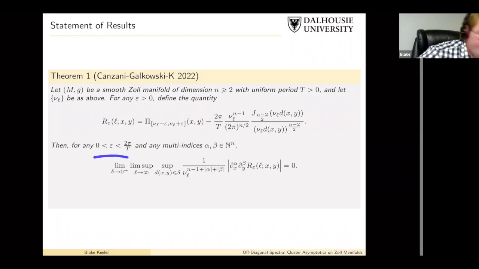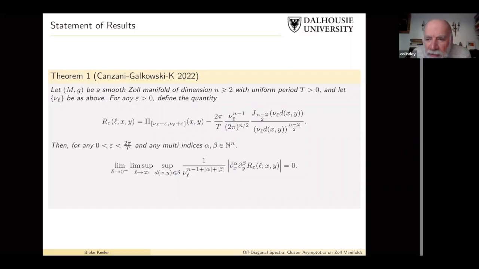As long as we take epsilon small enough, and it doesn't have to be particularly small, it just has to be smaller than 2 pi over the period, we have that the supremum over all distances less than epsilon, we take the lim sup as L tends to infinity. We have to take the lim sup here because the limit may not exist as you go out in the spectrum. You'll have potentially some residual thing that depends on the distance between X and Y. And then as you send the distance between X and Y to 0, you get the correct asymptotic. So this remainder is little o of nu sub L to the n minus 1, and then you modify it with the number of derivatives that you've taken in X and Y.